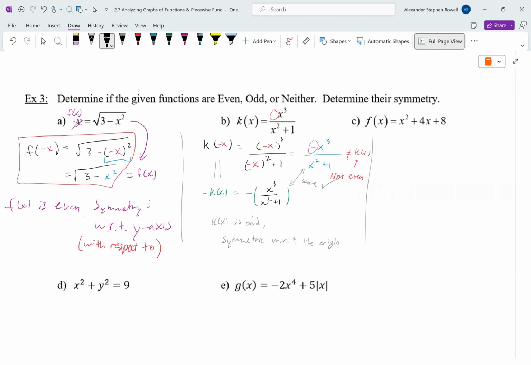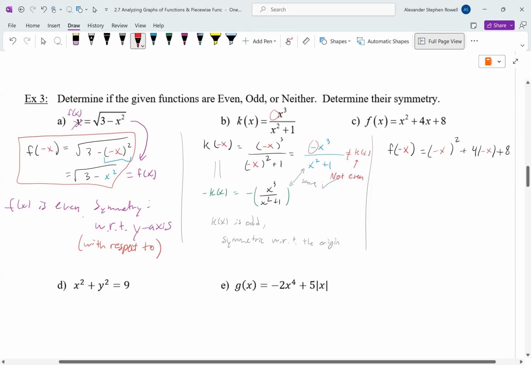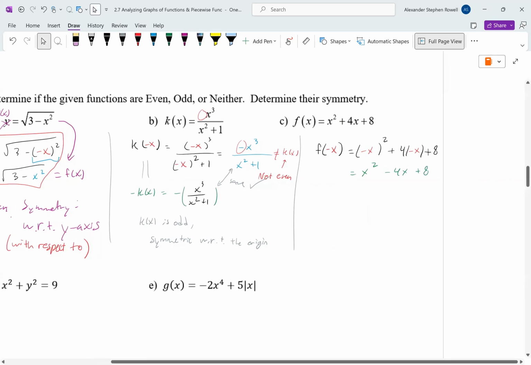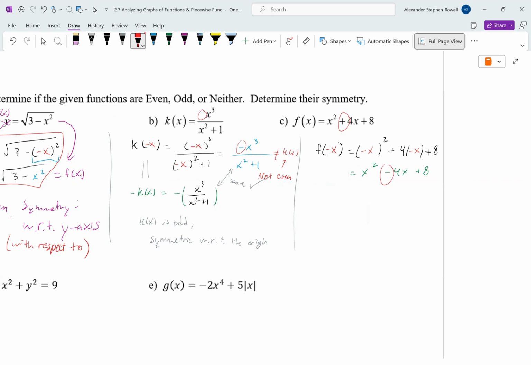I want to see if it's even, odd, or neither. F of, we plug in negative x, is equal to negative x in parentheses squared plus 4 times negative x in parentheses plus 8. So negative x in parentheses squared becomes positive x squared. Negative x times 4 is negative 4x. Plus 8 remains the same. Okay, is this equal to the original? No, this is different. Negative 4x plus 4x is different, so it's not equal to f of x, which tells me what? Not even. It's not symmetric with respect to the y-axis.